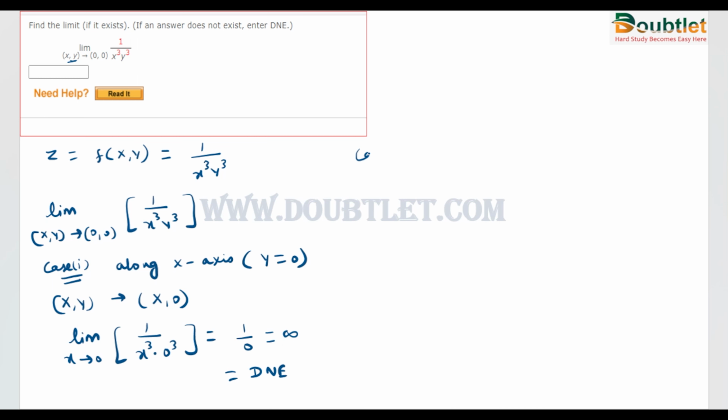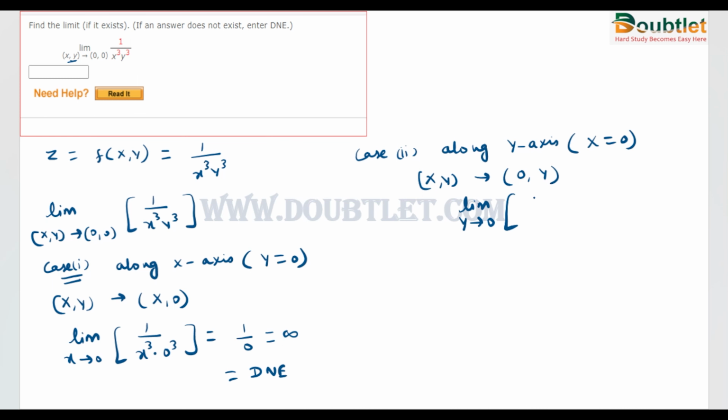Now in the second case, we have done the x axis, now we will move along the y axis. We know that for the y axis the equation is x is equal to 0. So we can write x comma y tending to 0 comma y. So we will put the limit y tending to 0, 1 divided by 0 cube multiplied by y cube. So what will it become? It will become infinite again. So again along the y axis the limit does not exist.